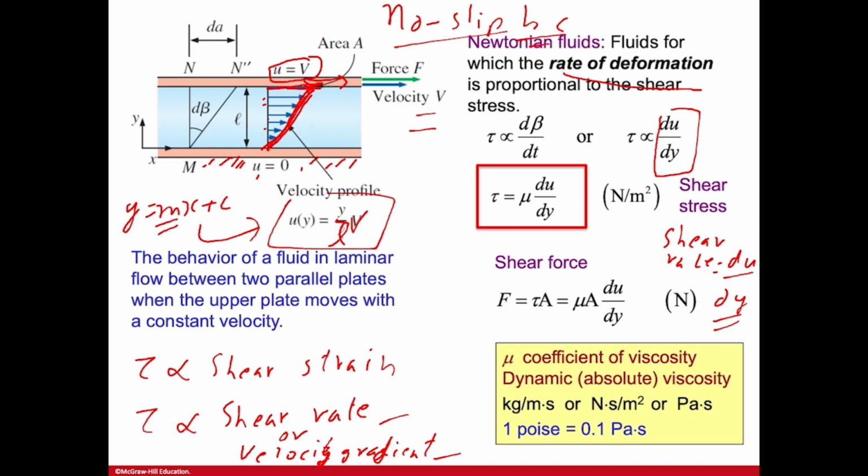What this velocity gradient, or shear rate, is doing is essentially the derivative of this in the y direction. So you're taking du/dy, and if you take the first derivative of it, it becomes velocity V divided by L.